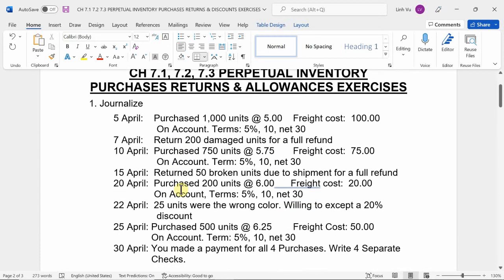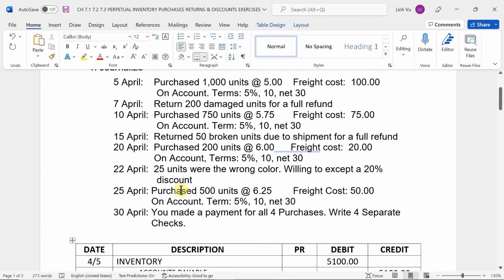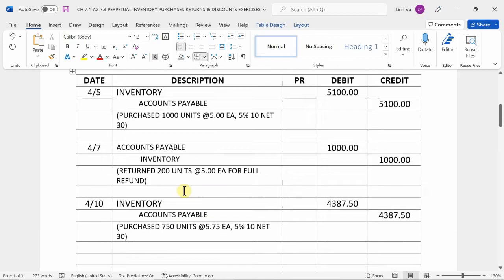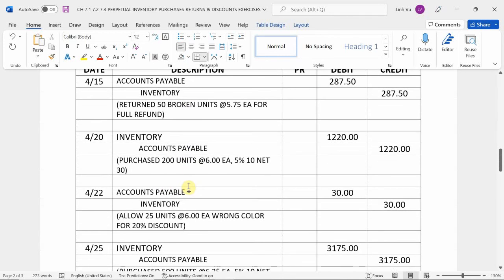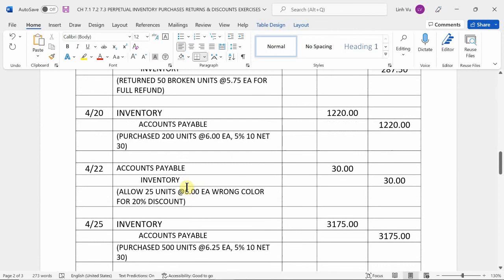So then now we're gonna take a look at our batch number 3. Batch number 3 was April 20th. We purchased 200 units at $6 each on an account. But then on the 22nd, we end up getting an allowance for 25 of those units, receiving a 20% discount. So let's take a look at what I have here for April 20th. I charged my account $1,220, and I end up getting a refund for $30.